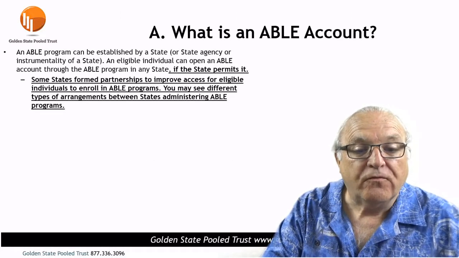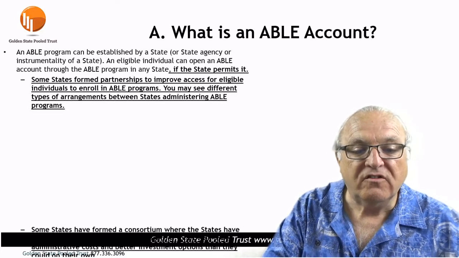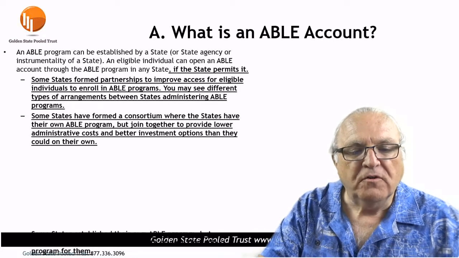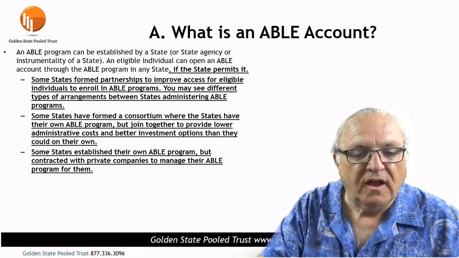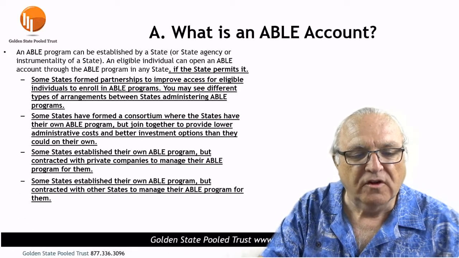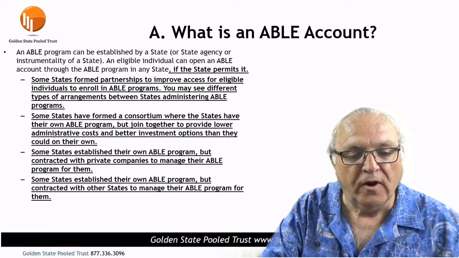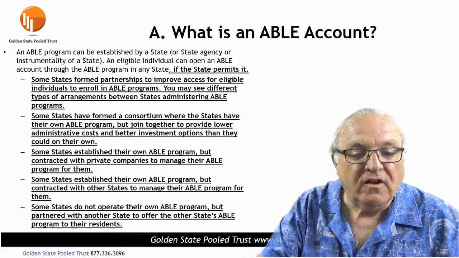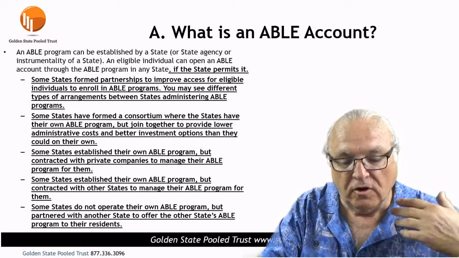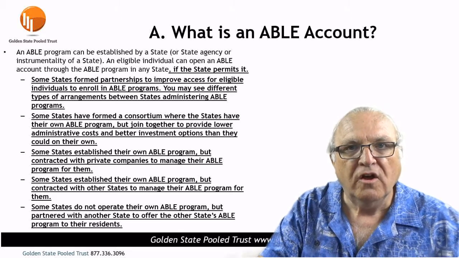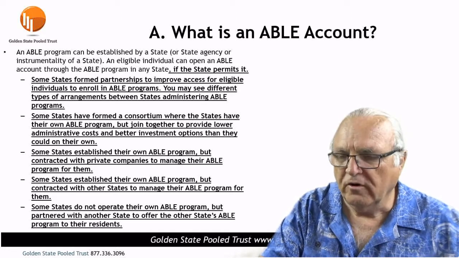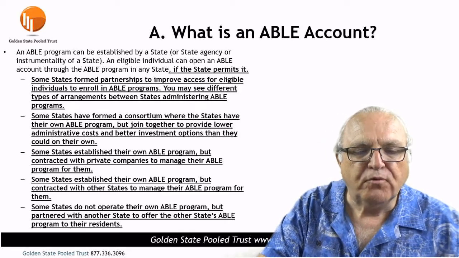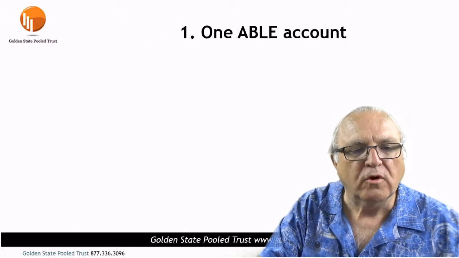Some states have formed partnerships. Some states have formed a consortium. There are two large groups that have done that. Some have established their own ABLE programs but have contracted with private agencies to manage them. And some states have established their own ABLE programs but have contracted with other states to manage their programs as well. Some states haven't operated their own ABLE accounts and are not expected to. So once again, it really depends on where you're doing this. In California, they're in the process of rebidding for this, so we'll see more about this.